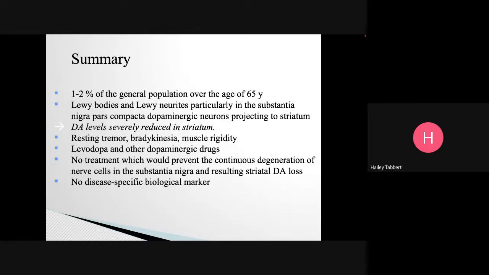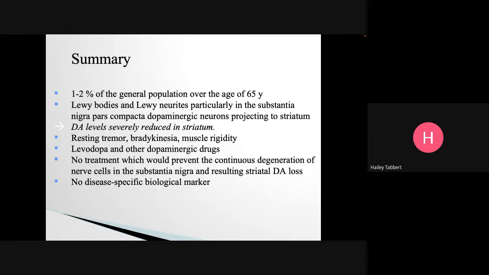So just to summarize everything we talked about, 1 to 2% of the population over the age of 65 experiences Parkinson's disease. That seems small, but that's over 1 million people, so it is a lot. Lewy bodies and Lewy neurites appear, particularly in the substantia nigra, in those dopaminergic neurons that project to the striatum. These Lewy bodies are just dead, damaged neurons, and they lead to a severe reduction in dopamine levels. This causes a resting tremor, bradykinesia, and muscle rigidity.